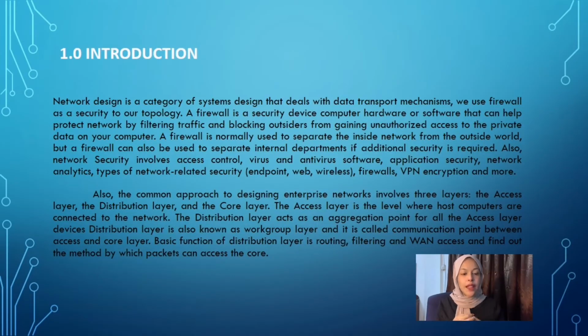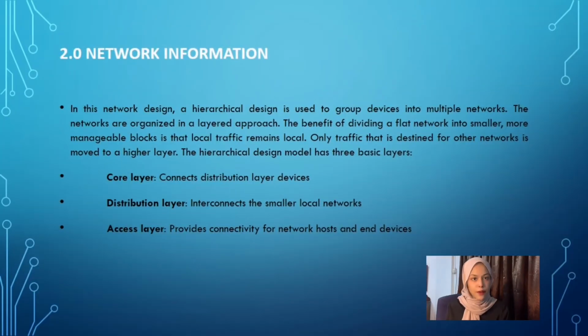Also, the common approach for designing an enterprise network involves three layers: the access layer, distribution layer, and the core layer. The access layer is the level where host computers are connected to the network. The distribution layer acts as an aggregation point for all the access layer devices. The distribution layer is also known as the workgroup layer and is called the communication point between the access layer and core layer. The basic functions of the distribution layer are routing, filtering, and WAN access, and finding out the method by which packets can access the core.